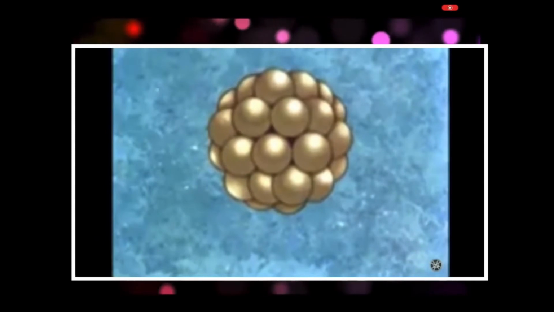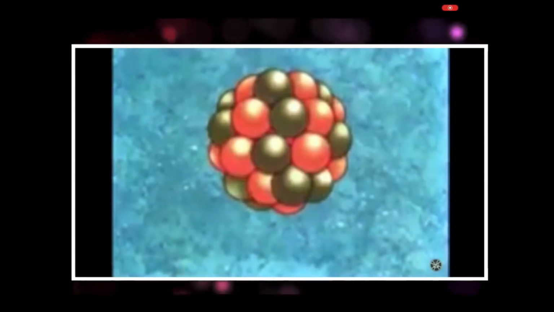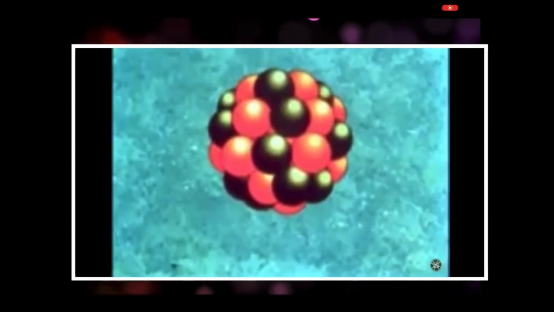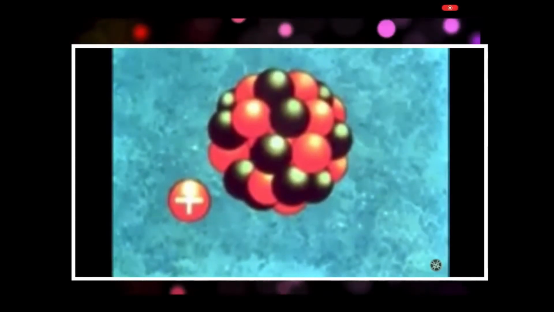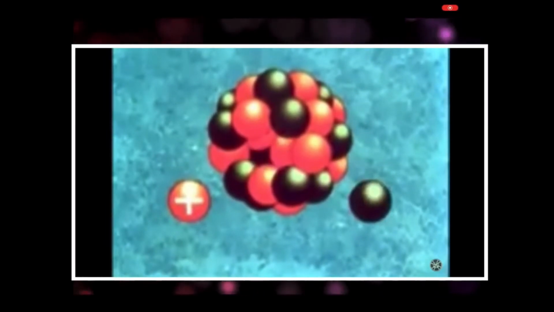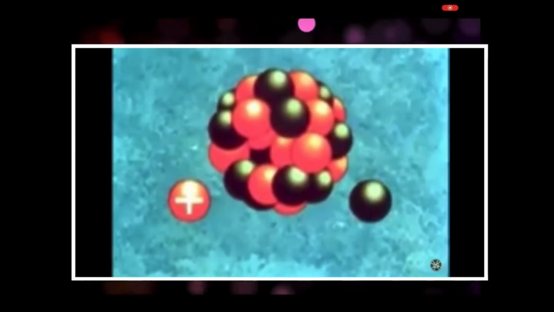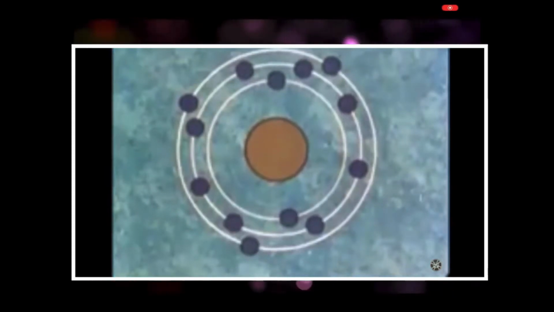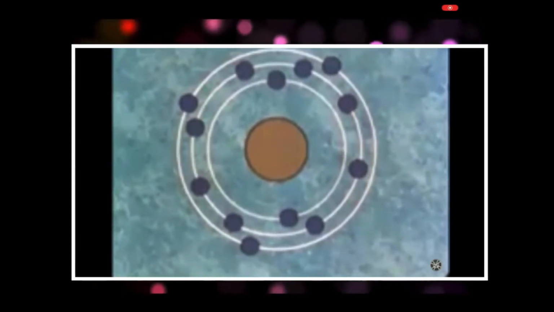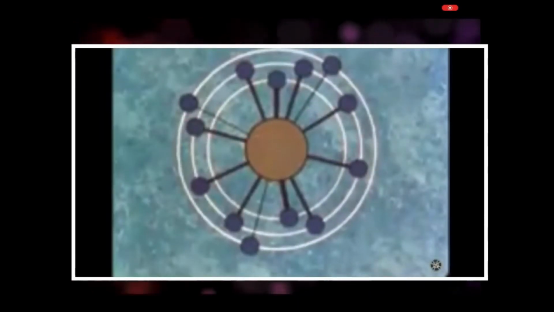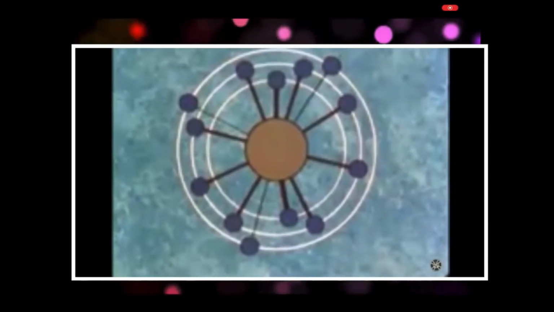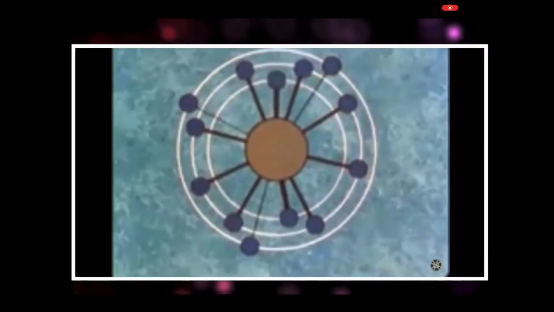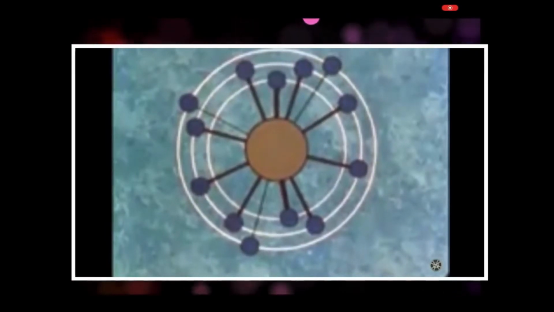That central blob, the nucleus, is made up of two sorts of particles. One, protons, which carry a positive charge of electricity. And two, neutrons, which have no electrical charge. Yes, there's the same number of protons as there are electrons in orbit around it. The electrons are bound to the nucleus by the force of attraction between the negative and positive charges. But in some substances, the electrons in the outer orbit are not very tightly held, and they can be dislodged fairly easily.